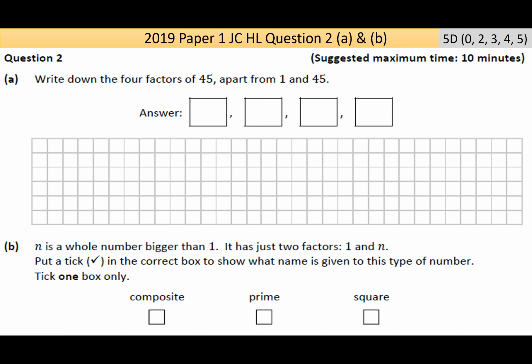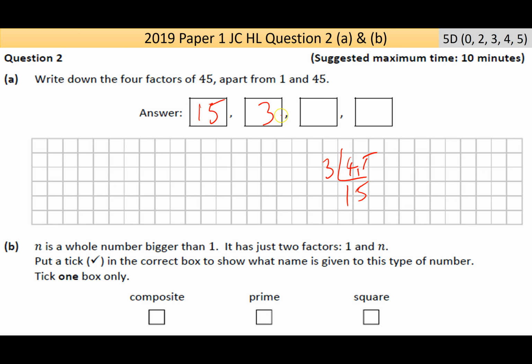Part A says, write down the 4 factors of 45, not including 1 and 45. So basically all the numbers that can multiply to give 45. Let me use the rough work here. Try 3 into 45, does that work? 3 into 4 goes once, and 15, there's 1 left over, so 3 into 15 goes 5 times. So 15 is a factor, and 3 is a factor.